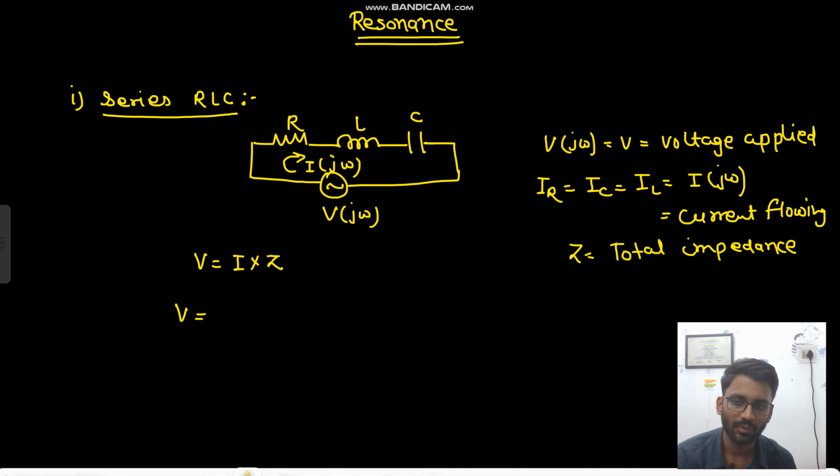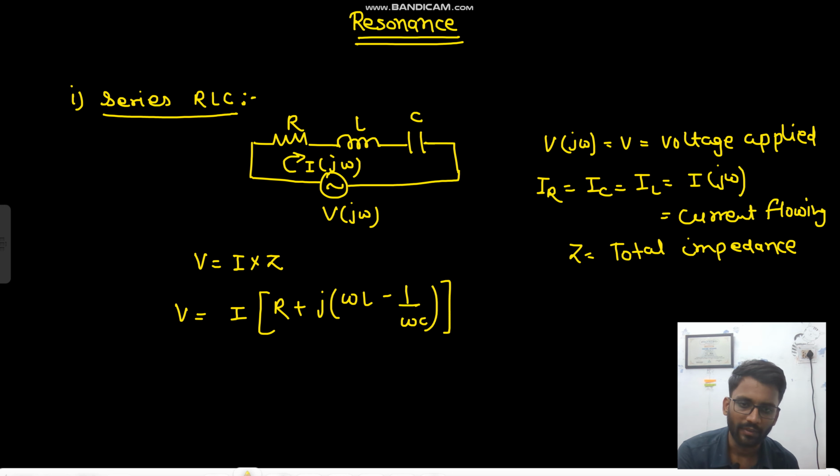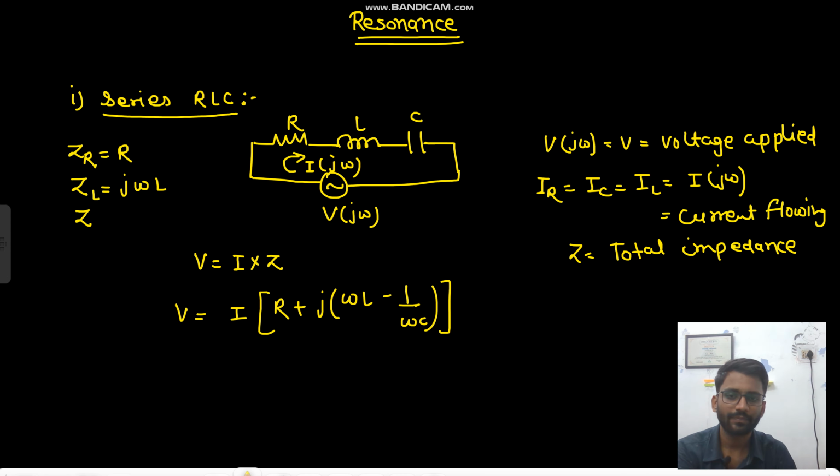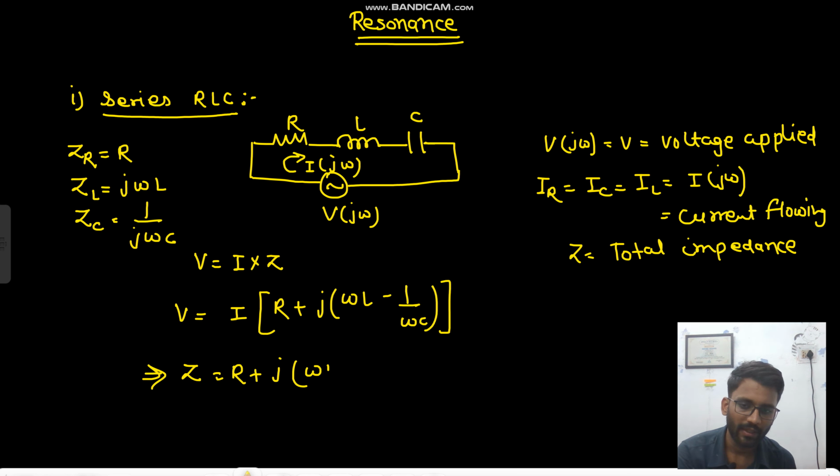So V equals I into what is Z? Z is R plus j omega L minus 1 by omega C. I will write here: what is the impedance provided by the resistance? It is R. What is the impedance provided by the inductance? It is j omega L. And what is the impedance provided by the capacitance? It is 1 by j omega C, right? So this will be the total impedance. So your Z is R plus j omega L minus j 1 by j omega C.